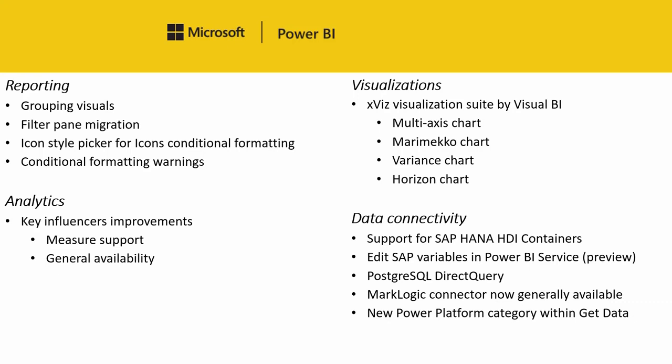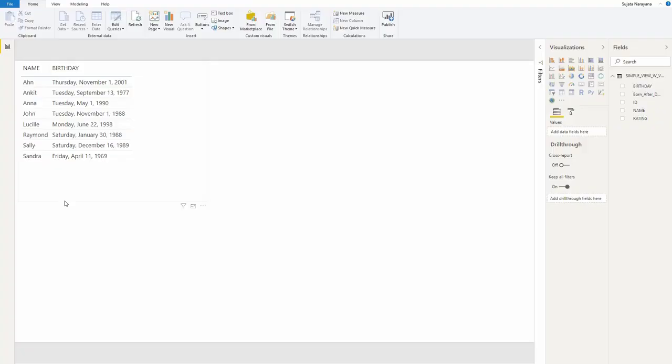Second, on our data connectivity section, we have a feature that's in preview, which is the edit SAP HANA and SAP BW variables in Power BI service. So previously, only the desktop author was able to edit these variables, but now with the new filter pane, we've exposed these to your end users. Let me walk you through how to set this up. In this sample, I'm connected to an SAP HANA data source, and I also have the new filter pane enabled on the right. Now let's get started.